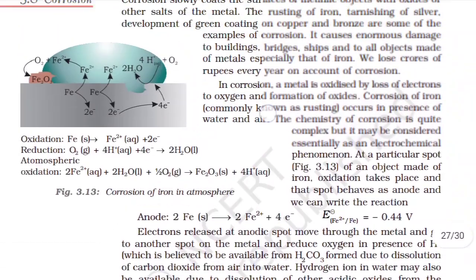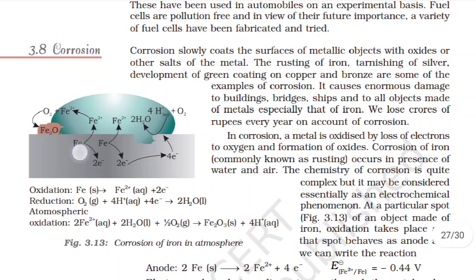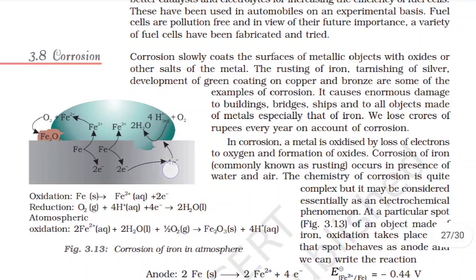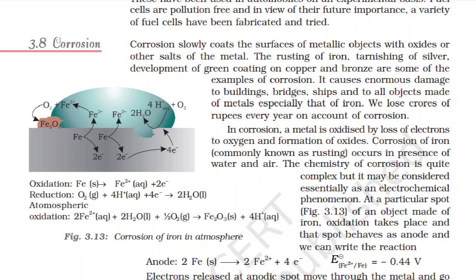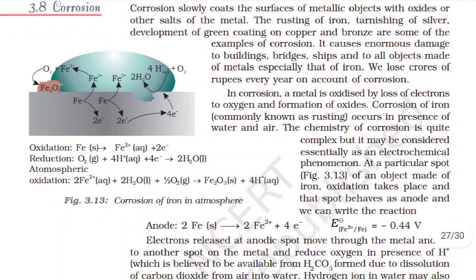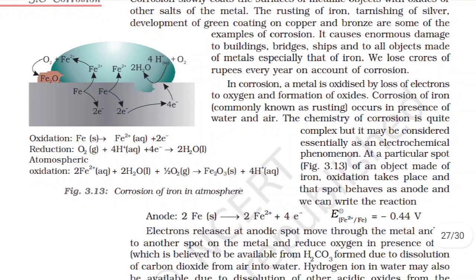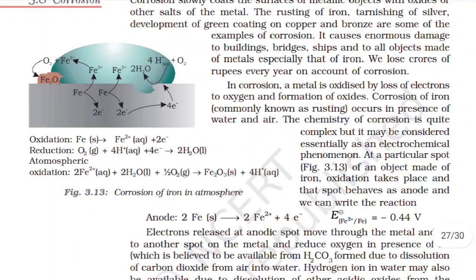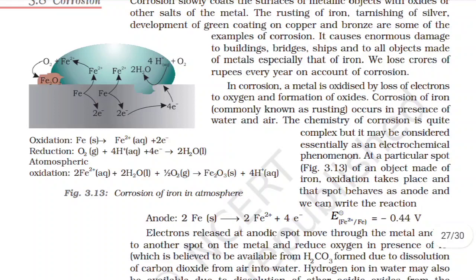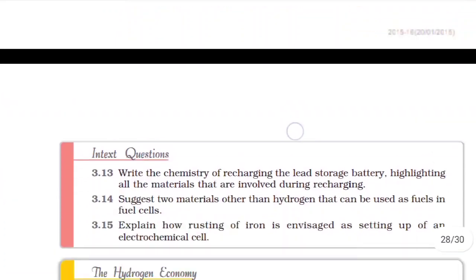So this is about rust formation. The total diagram is explained like this. Here iron atoms lose 2 electrons, 2 to 4 electrons are lost, and after the electrons are lost, Fe2+ ions are forming here and here. These Fe2+ ions combine with atmospheric oxygen to form Fe2O3, and these 4 electrons combine with H+ ions and oxygen from the air, forming water. So this water and Fe2O3 become rust. This is the total process.